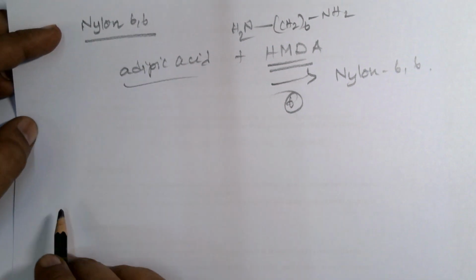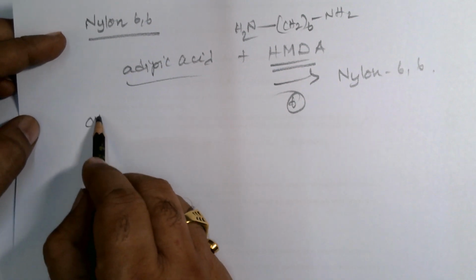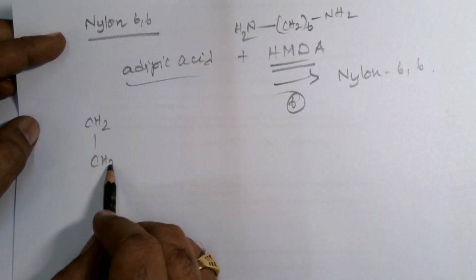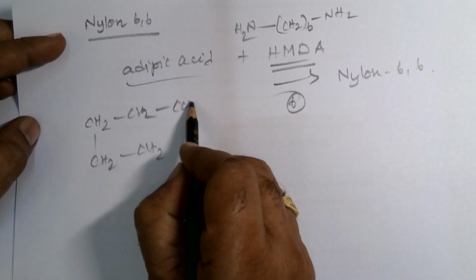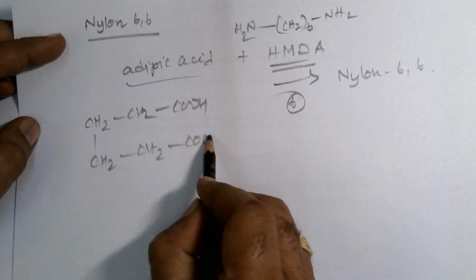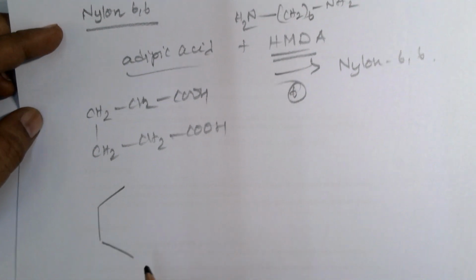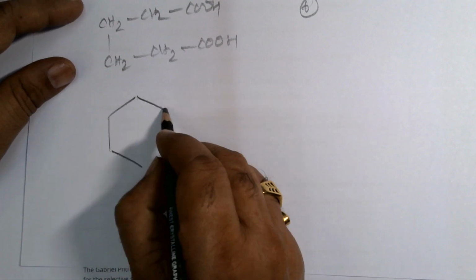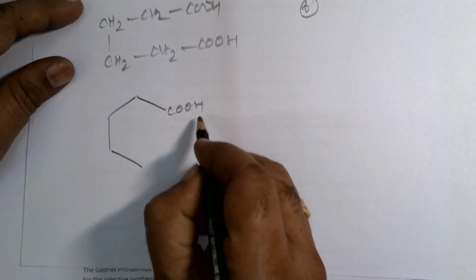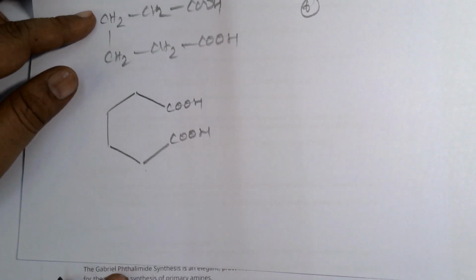And what do you mean by adipic acid? Adipic acid is nothing but CH2, CH2, CH2, CH2, and then COOH, COOH. It's a dicarboxylic acid. This can be represented like this also: CH2, CH2, CH2, CH2, and here you have COOH, and here you have COOH. This is called adipic acid.